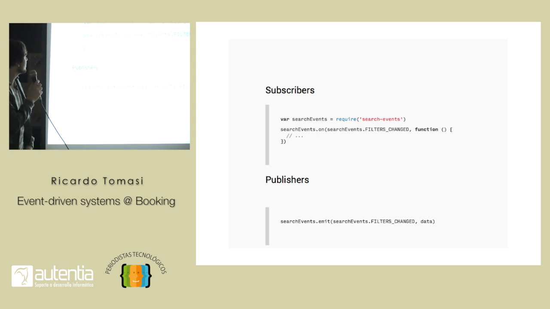When you want to listen to an event, you add an event handler. You use the registered event name, so filters changed here. Search events filters changed is a property which is also the string filters changed. So there's only one way to listen for this event. And if you want to publish the event, it's the same thing. You can only publish events that are registered.